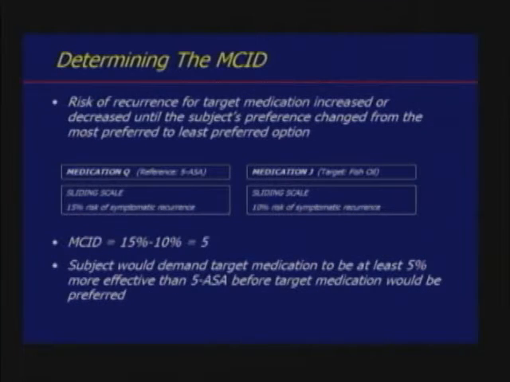So for instance here, using the example of 5-ASA, we gave them a risk of recurrence with 5-ASA at 1 year of 15%, and this individual said that if the risk of recurrence with fish oil was only 10%, they would choose fish oil over 5-ASA. Sorry, I've got that just a little bit mixed up here. They'd want a 10% risk of symptomatic recurrence, so the MCID would be 15% minus 10%, or 5%, meaning that they would want fish oil to be 5% more effective than 5-ASA before taking it.